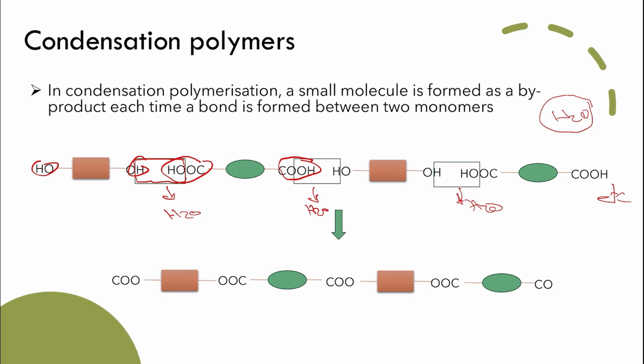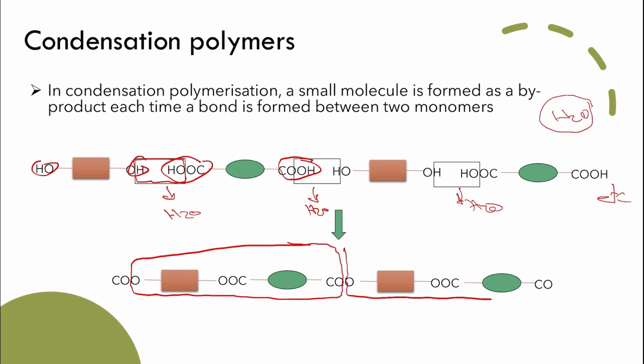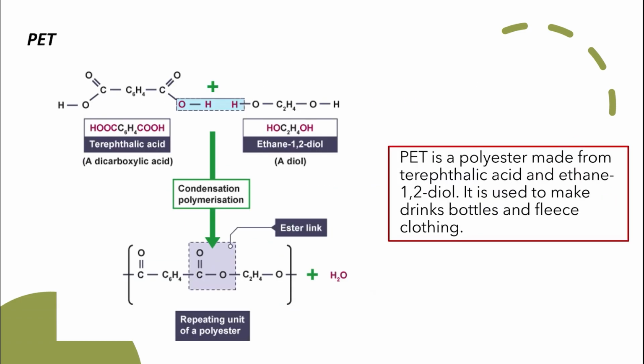So you have the alcohol and you have the carboxylic acid, and this is the repeated unit basically. As you can see, this is the repeated unit, and it keeps repeating every time like this. This is the same repeated unit, and this is the ester functional group that has been formed, or the ester link between the alcohol and the carboxylic acid. So these are called condensation polymers.